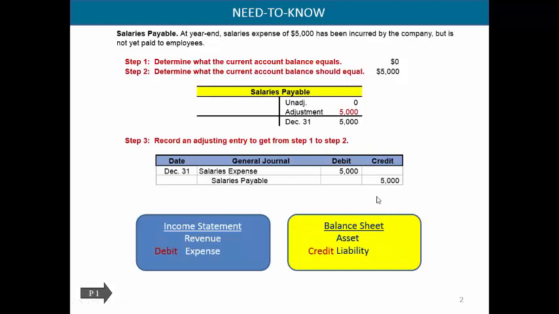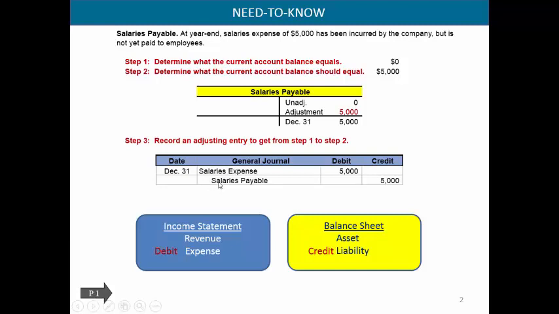Now, on the next day or whenever payday happens, we'll simply show that we need to get rid of this liability, and you do that with a debit. And then we don't need to record salaries expense again because we've already recognized that expense. Instead, we debit salaries payable because we need to get rid of the liability.